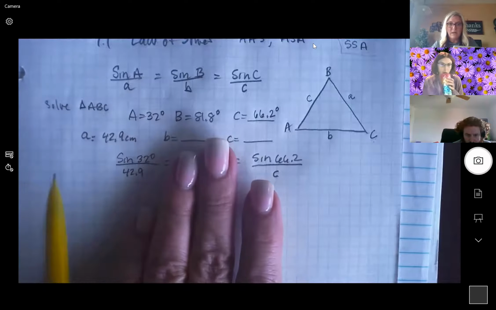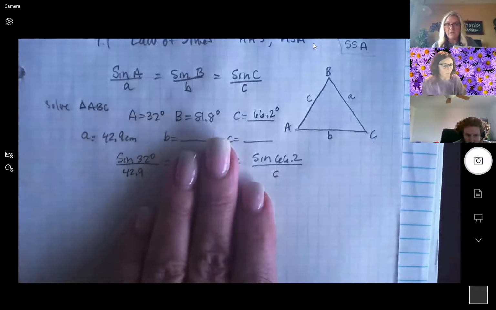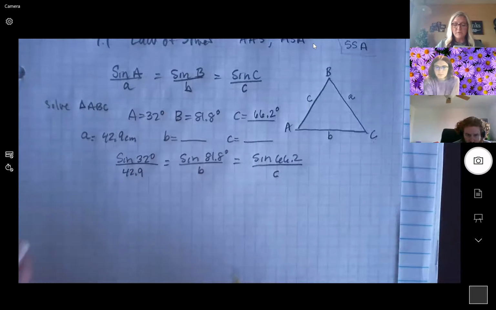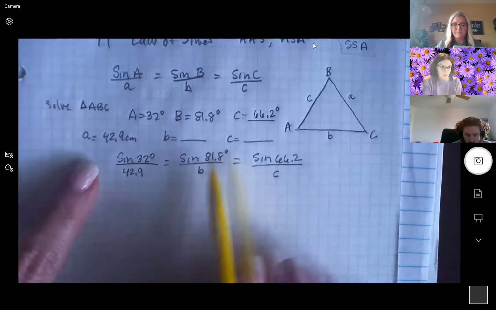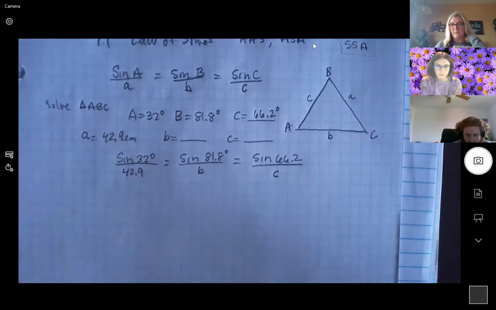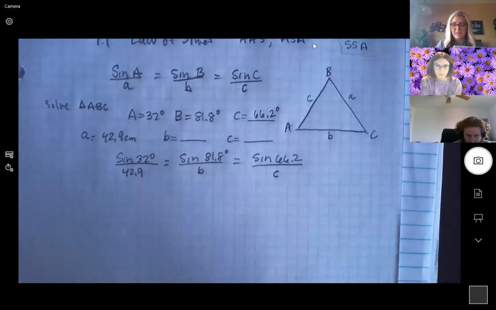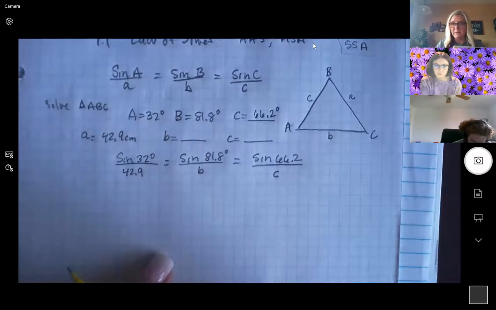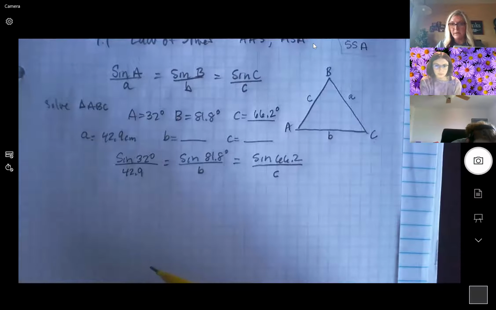I could do A and C if I wanted to do that combination, that proportion. All right, so there's multiple ways to solve these. So what I'm going to do is I'm just going to take this proportion right here. We're going to solve for B. So when we solve a proportion, we just cross multiply. That's all we're doing. All right.